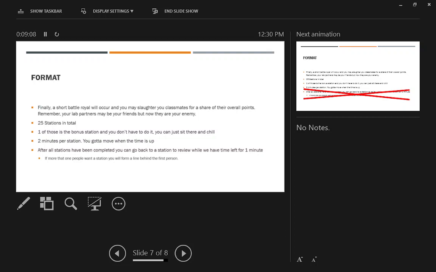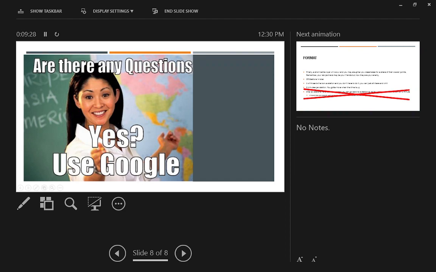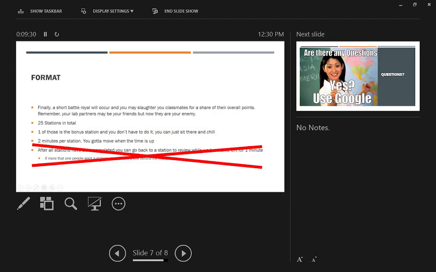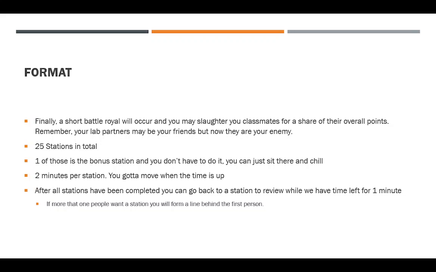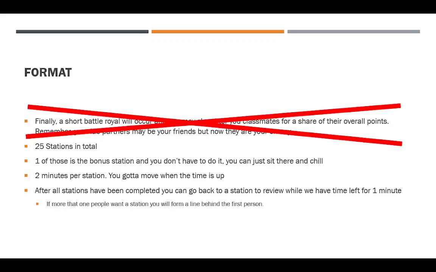What will this look like? So the format is, you'll have a short battle royale at the end, and you get to take your classmates' points. I'm just kidding. We're going to get rid of that. Oops, the X went to the wrong spot. The X should be up here. We're going to move that. I don't remember how I did that. Hey, look, we are not having a battle royale. I promise. Okay. Boy, my joke went awry real fast.